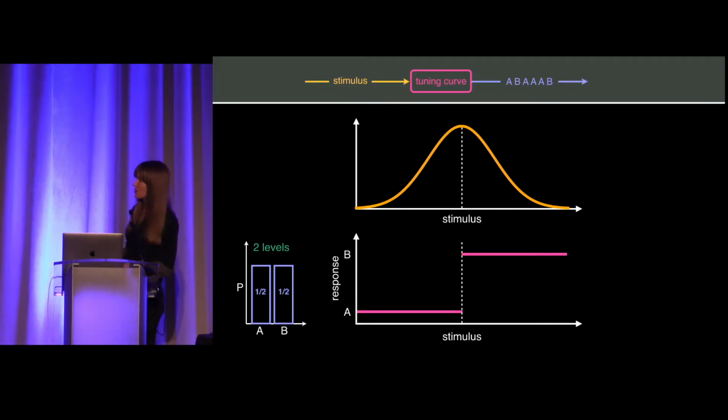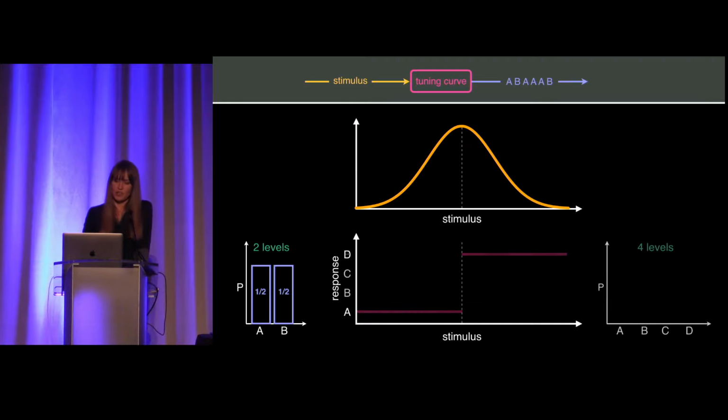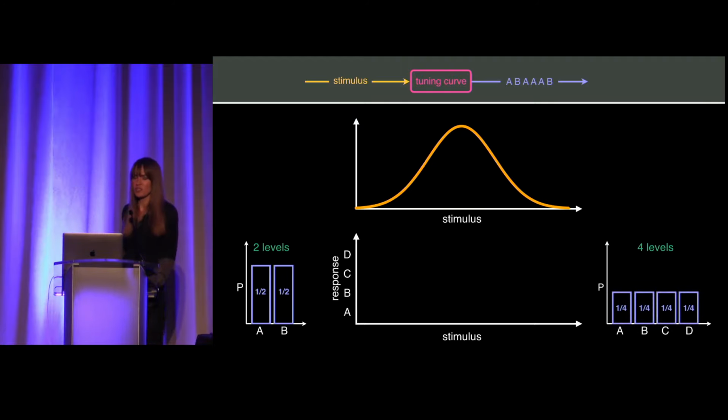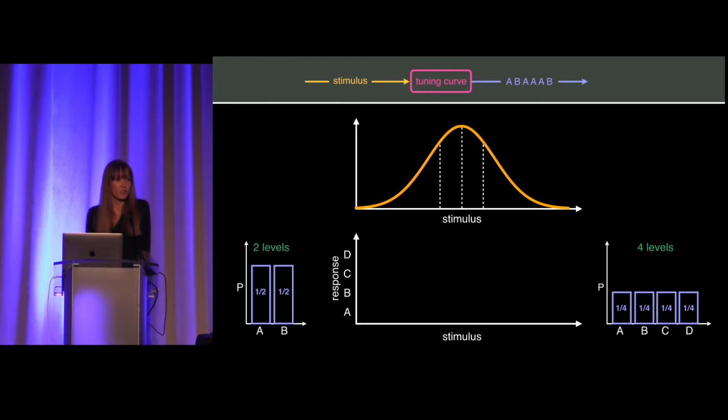Okay, so this you could think of as a binary tuning curve. A neuron doesn't fire or it does fire. Now we can see what this might look like if we have 4 response levels instead. So here we have A, B, C, or D. And in this case, we know we want to evenly distribute our probability across these 4 levels, so we want to use them each a quarter of the time. And this means that we can work backwards to divide our stimulus distribution up into 4 equal probability chunks.